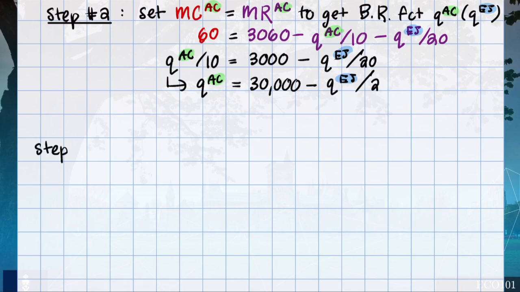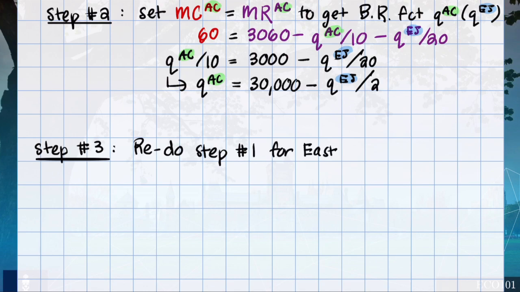Step number 3 is going to be to get the best response function for EasyJet as well. So one thing to do in here is to go back to step number 1 to find the marginal revenue function for EasyJet as well, and then go to step number 2 and set marginal cost equal to marginal revenue for EasyJet as well.